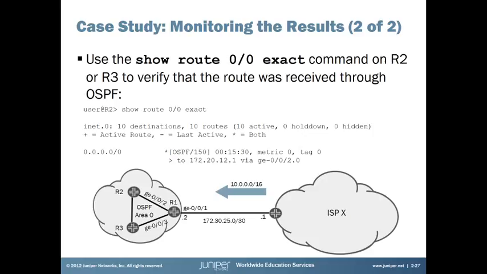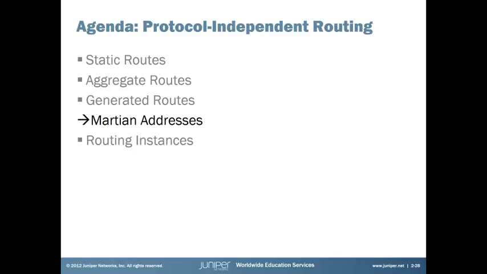Okay. So if we lost this 10.0.0.0/16 route, then that default route would no longer be advertised by OSPF, because the policy condition would no longer be met. So it's a conditional route. A generated route is a conditional route. Okay, that's what I'm thinking about it.